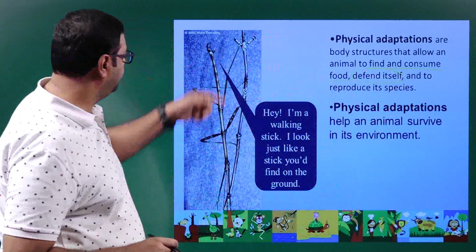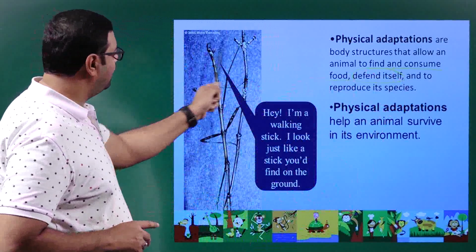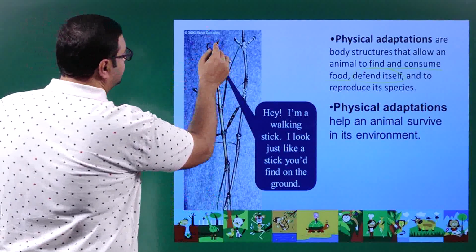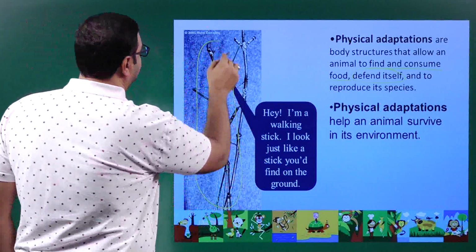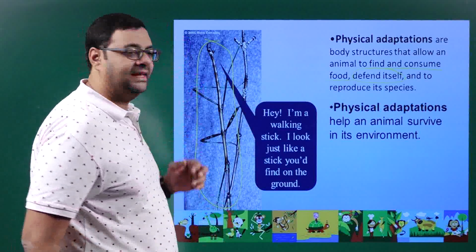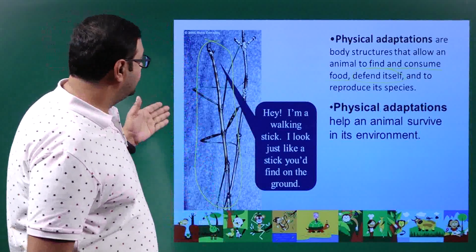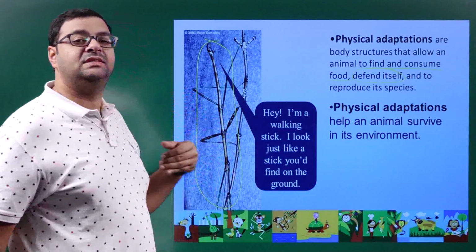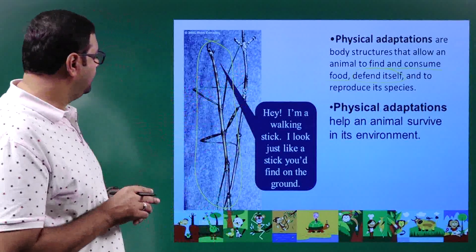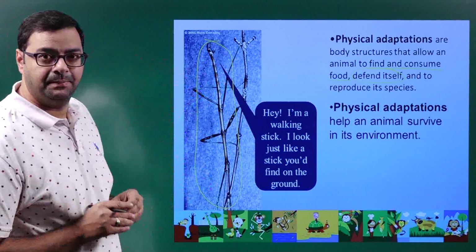Now as you can see here, if you look carefully, you cannot make out which one is an insect and which one is a twig. So this is the insect. It is called a stick insect. This stick insect is adapted to save itself from its predators. It just appears like a stick. You will not be able to make out where the insect is if you look at it suddenly.